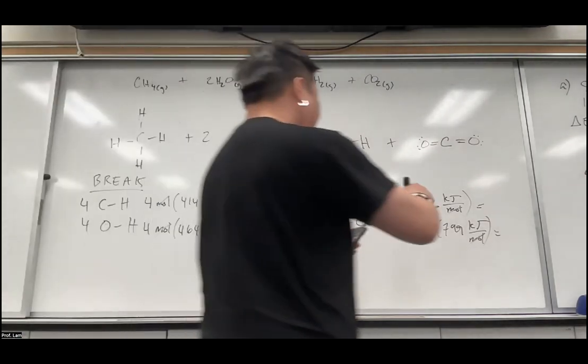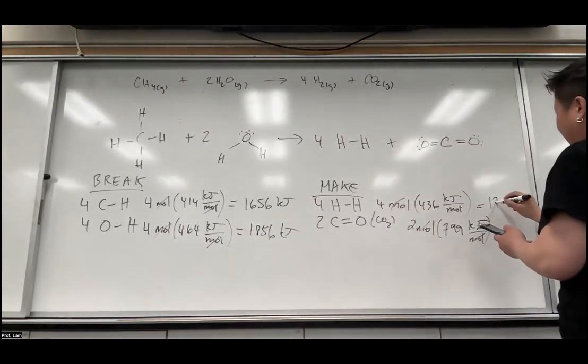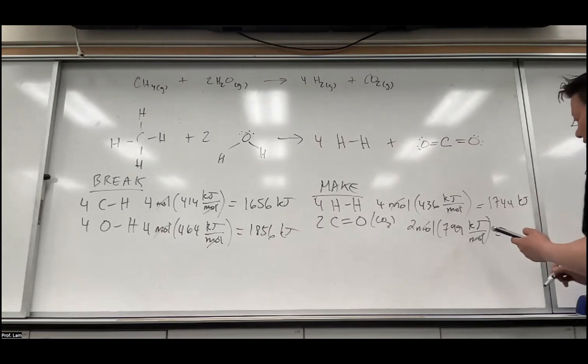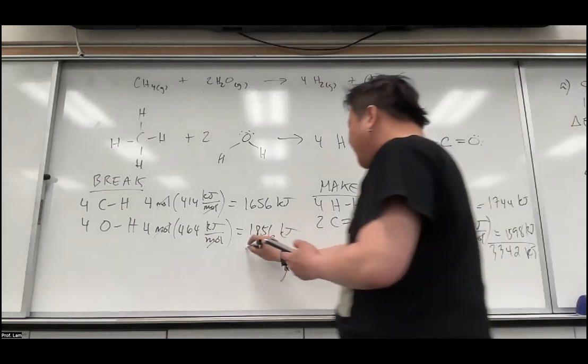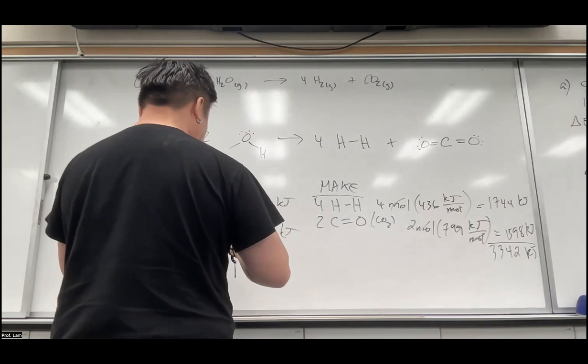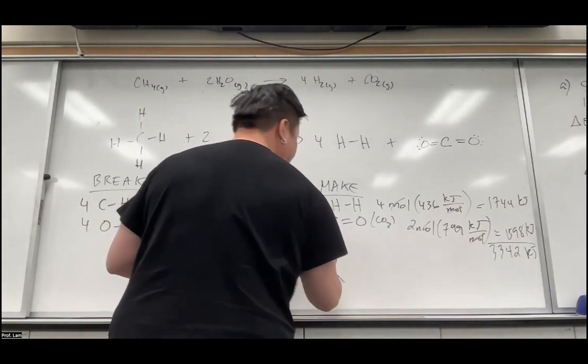And over here, make 4 HH bonds, so 4 times 436. That's 1744 kilojoules. And then 2 moles times 799 for the 2 C double bond O bonds that form. That's 1598 kilojoules. Now we sum everything up. You get for the make side 3342 kilojoules. On the break side, we get 3512 kilojoules.